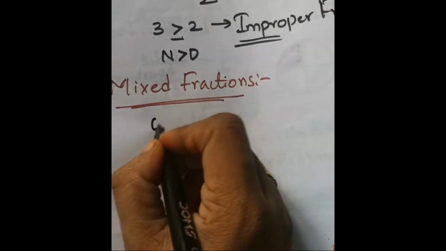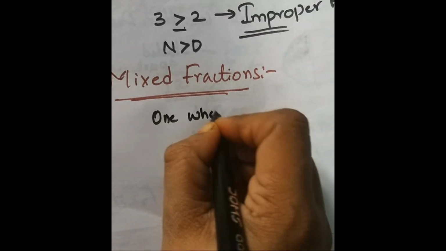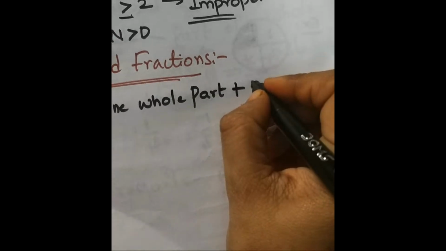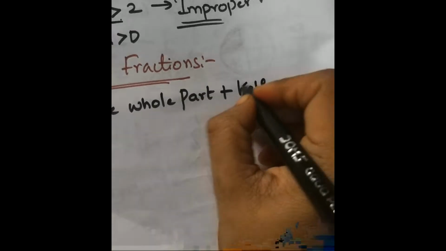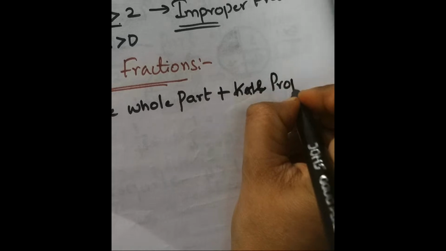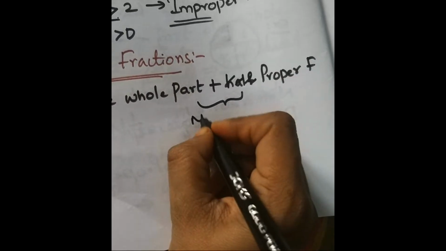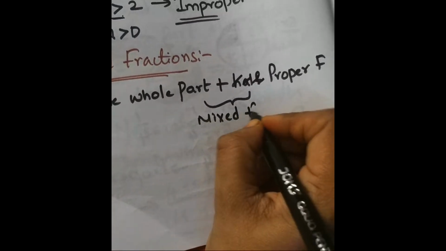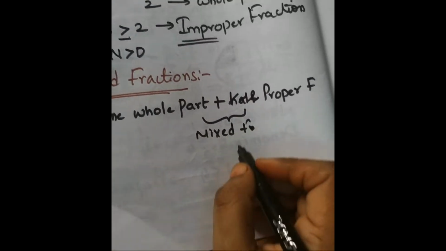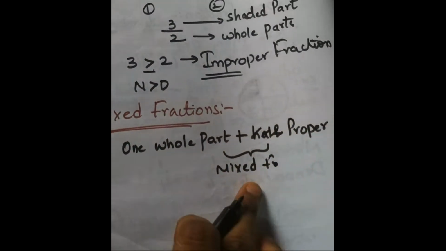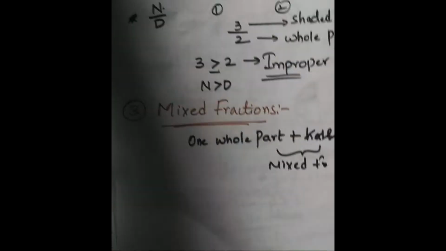one whole part and plus a half part. A whole number plus a proper fraction becomes a mixed fraction. Okay, now the mixed fraction, I am writing here: one whole part plus a proper fraction becomes a mixed fraction, children. Here I am writing one example.